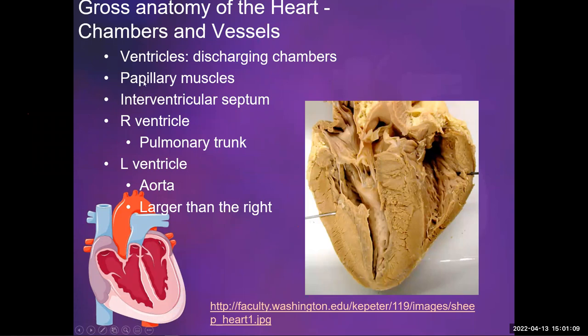So some of the other structures: in the right ventricle, you have the pulmonary trunk. In the left, it goes via the aorta into the systemic circulation. So from the right ventricle, the pulmonary trunk goes to the lungs. From the left ventricle, it goes to the aorta, and then to the systemic or general circulation. So that's why they say the heart has a double circulation. Blood passes through the heart twice.